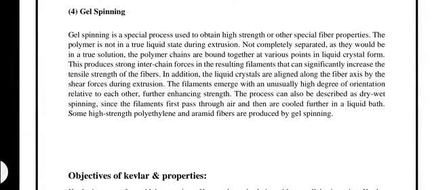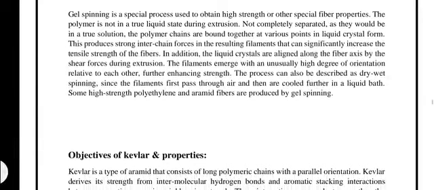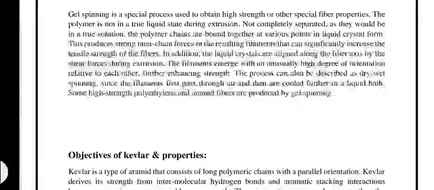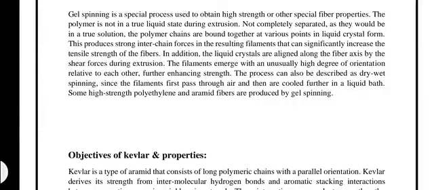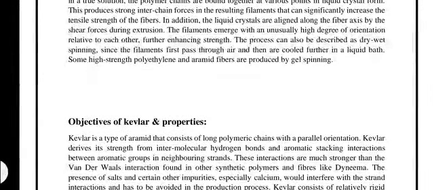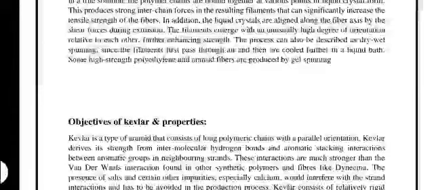The next type of spinning is gel spinning. Gel spinning is a special process used to obtain high strength or other special fiber properties. The polymer is not in a true liquid state during extrusion, not completely separated as they would be in a true solution. The polymer chains are bound together at various points in liquid crystal form. This produces strong interchain forces in the resulting filament that can significantly increase the tensile strength of the fiber. In addition, the liquid crystals are aligned along the fiber axis by the shear force during the extrusion. The filaments emerge with an unusually high degree of orientation relative to each other, further enhancing strength.